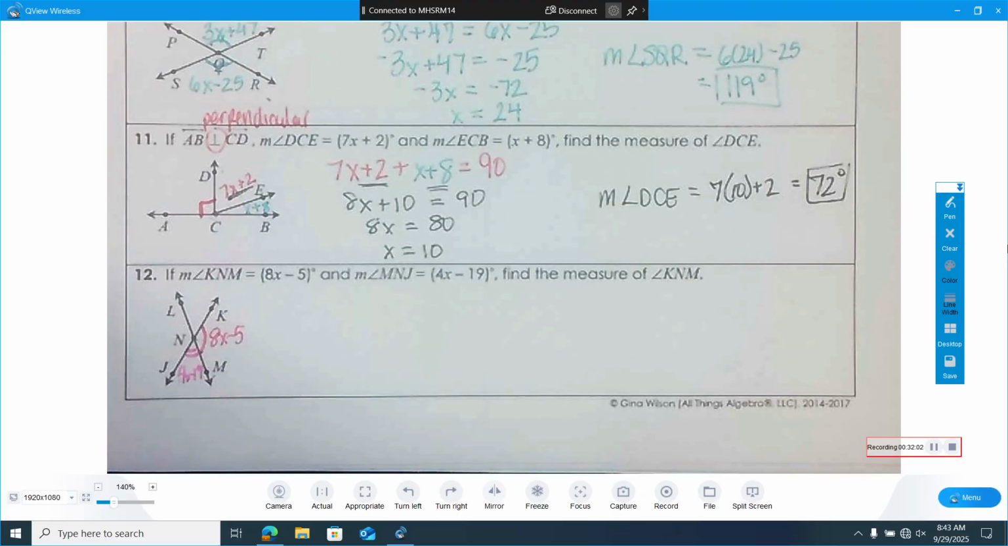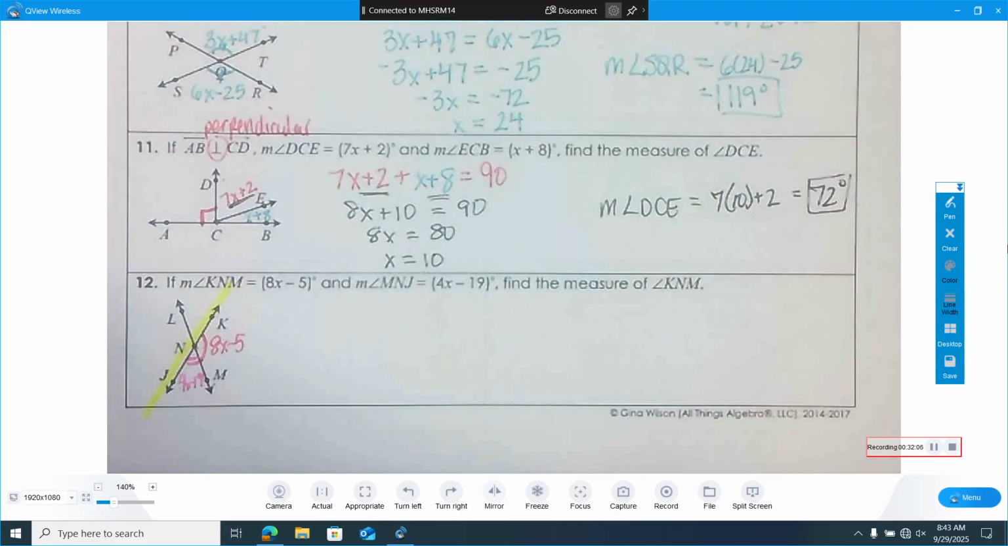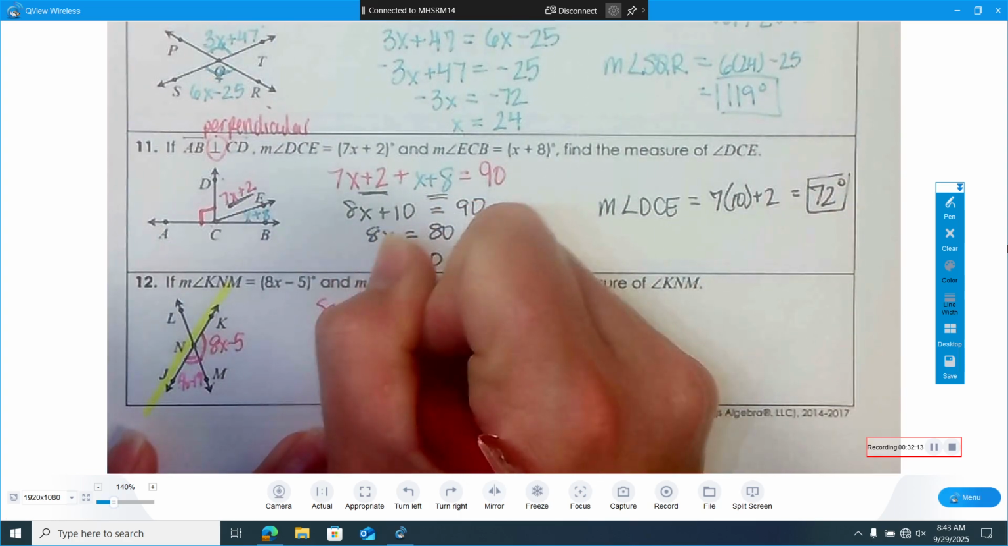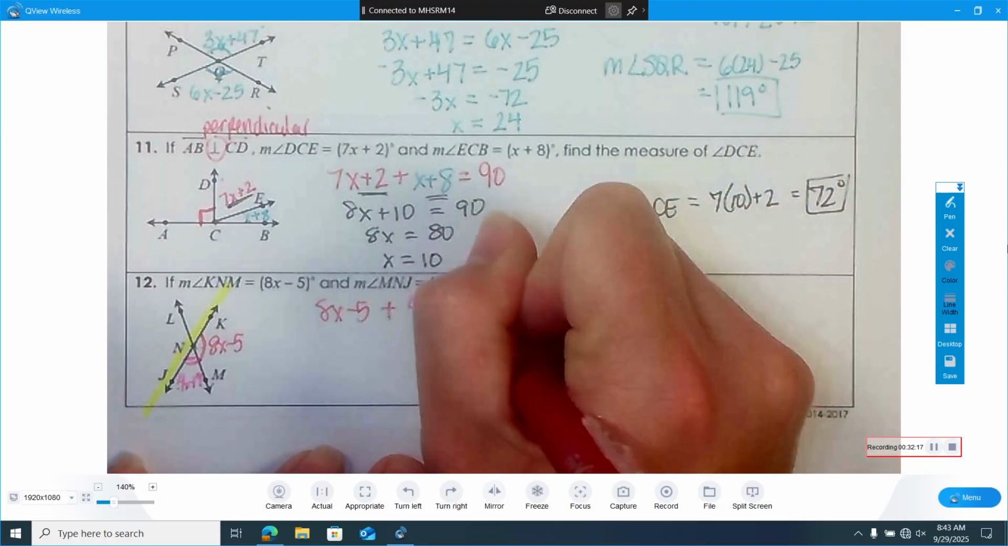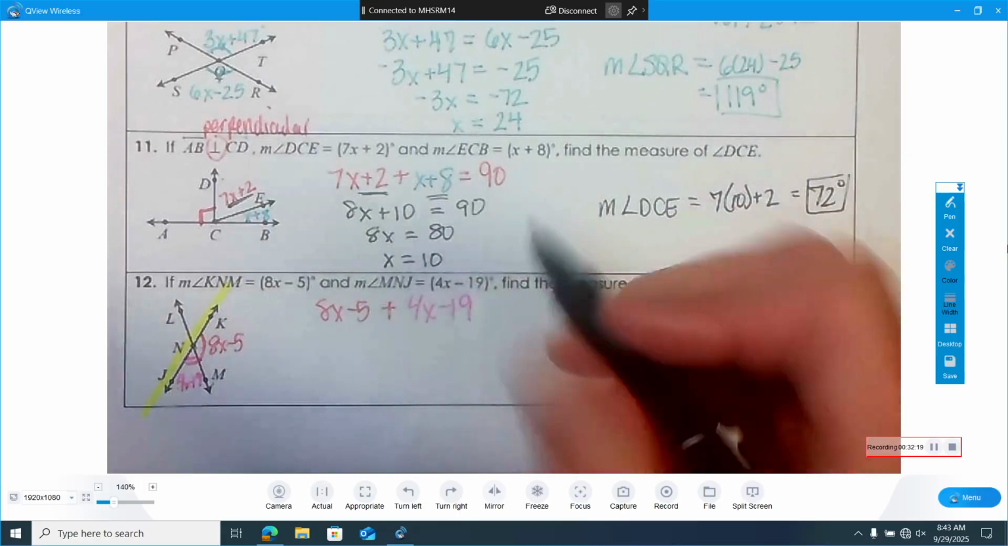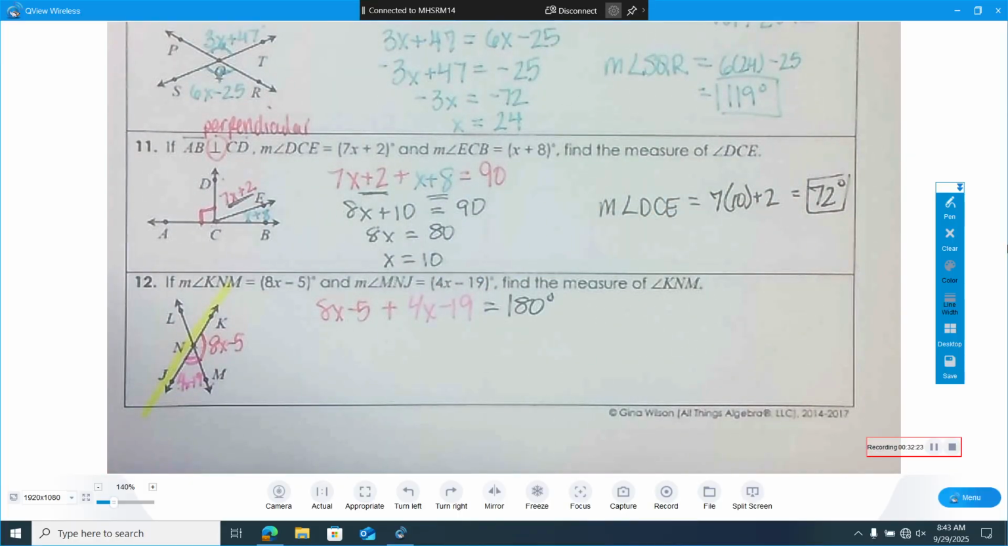Why do they have to equal 180? They are on a line, so they are a linear pair, so we know that they must equal 180 degrees. Beautiful. So 8x minus 5 plus the 4x minus 19 should equal 180 degrees. Beautiful. Do I need to solve from there, or are you good to go? Okay, let's just set up then, because I think we understand solving and plugging in if we need to.